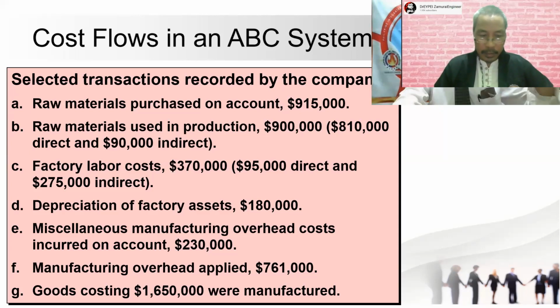And number 6, manufacturing overhead applied. This is the part wherein we computed $761,000. And number 7, goods costing $1,650,000. So these are the bookkeeping, the recording of the transactions being made by the company.